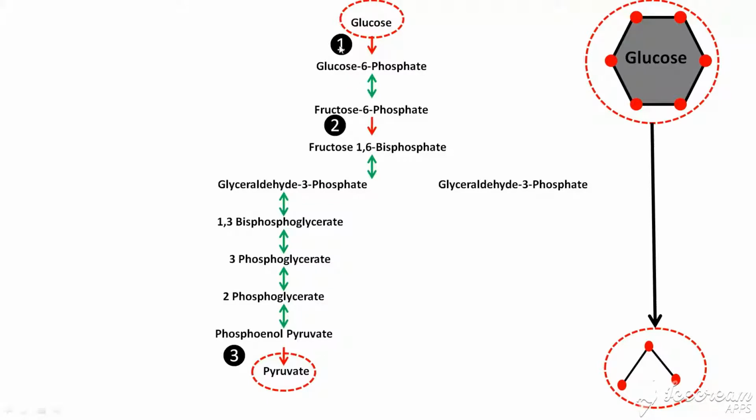Now there are 3 that we're going to focus on in this video, and these are going to be the 3 most important. And that's going to be the conversion of glucose to glucose 6-phosphate, the conversion of fructose 6-phosphate to fructose 1,6-bisphosphate, and the conversion of phosphoenol pyruvate to pyruvate.